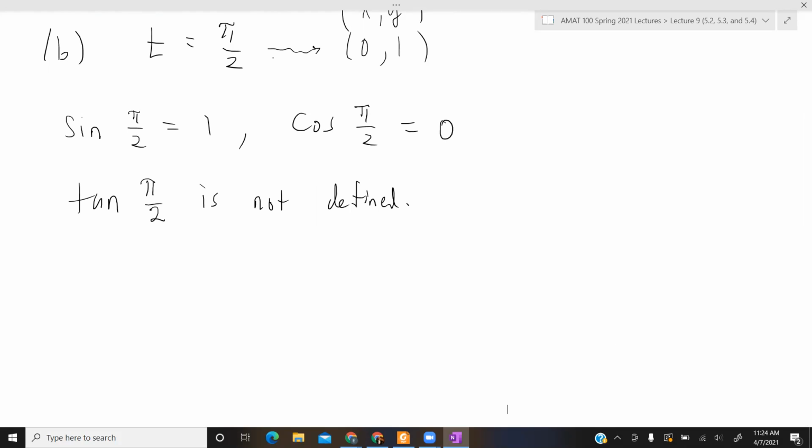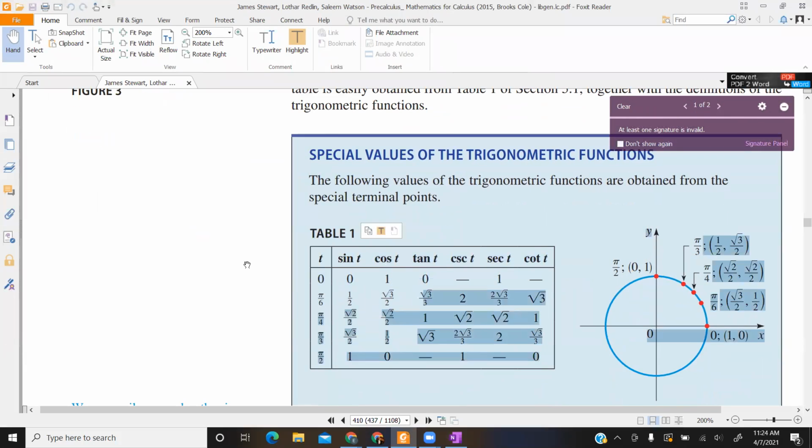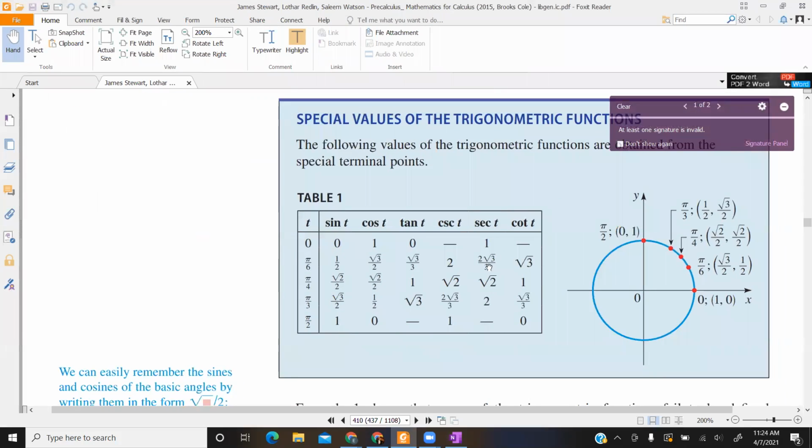So here's the table. I'll just throw the table up again. This is from the book. And here are some typical t values, and then the corresponding trig functions at those t values. These bars mean that they're not defined at those values. And here's the graph that I drew already.